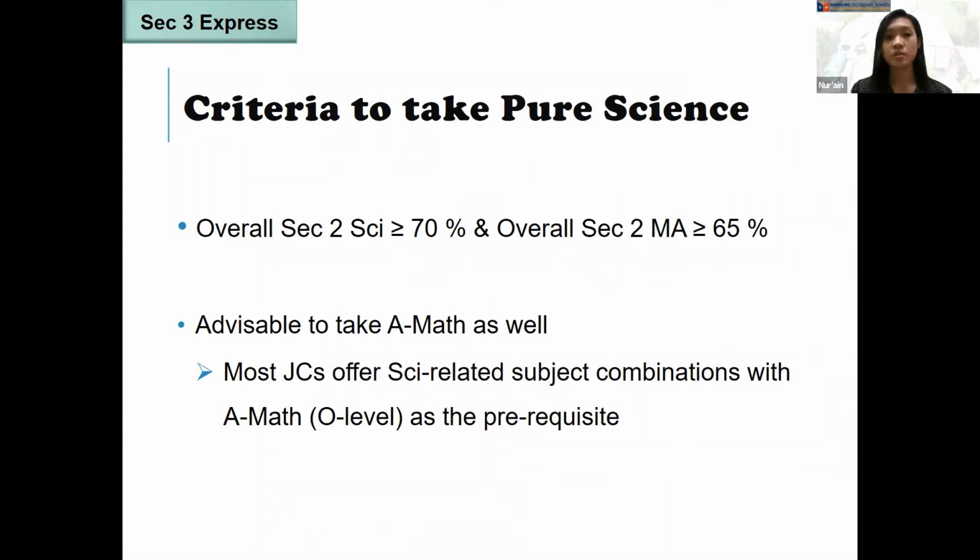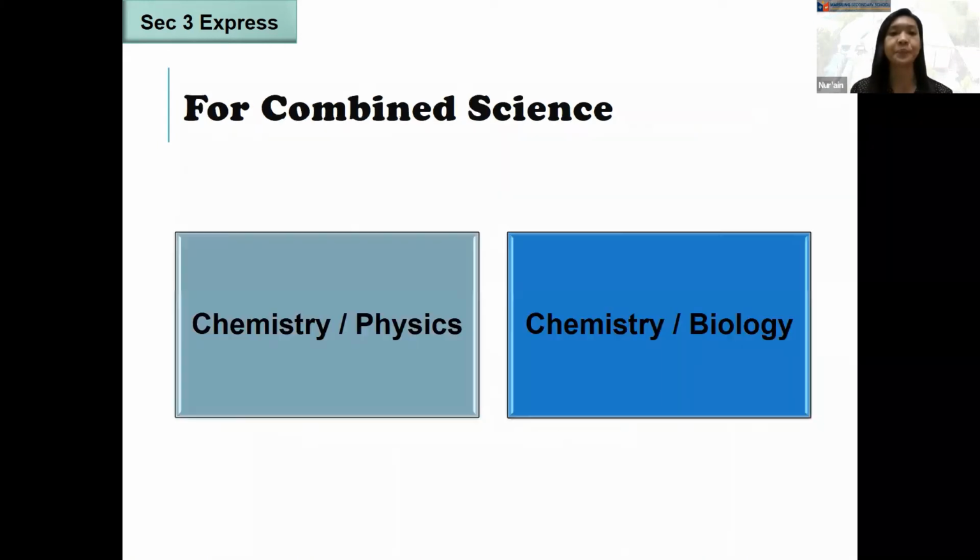So due to the increased demand and rigor, we do have a criteria for students to take pure science. The two criteria are overall of Sec 2 science to be at least 70% and overall Sec 2 maths to be at least 65%. It is also advisable for our pure science students to take A-Math as well. Reason being, most junior colleges offer science-related subject combinations with A-Math as the prerequisite.